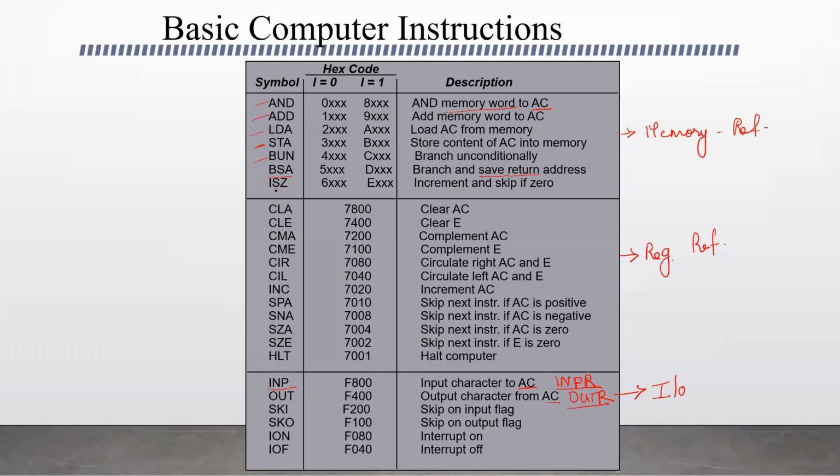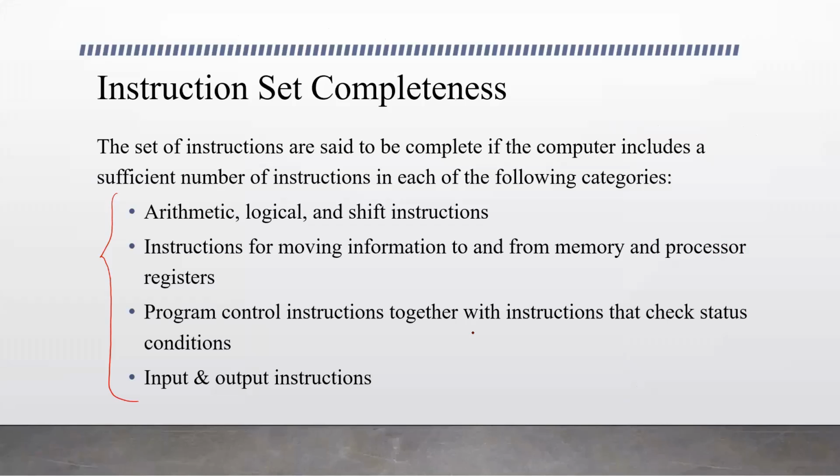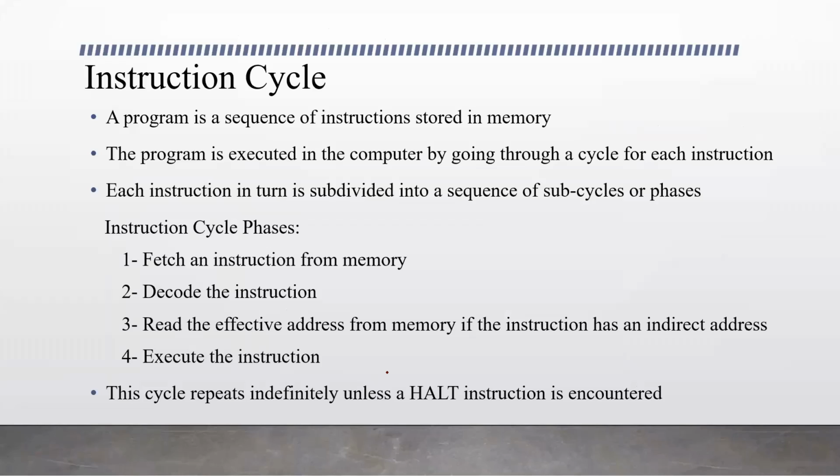And ISZ is increment and skip if 0, and clear the accumulator and the others are performed on registers. And we also have input-output instructions: INP to take input, OUT to print output, and skip on input flag, checking the status of the input flag and skipping the instruction. So when it includes all these categories, the instruction set is said to be complete. And we learned about the instruction cycle, right?